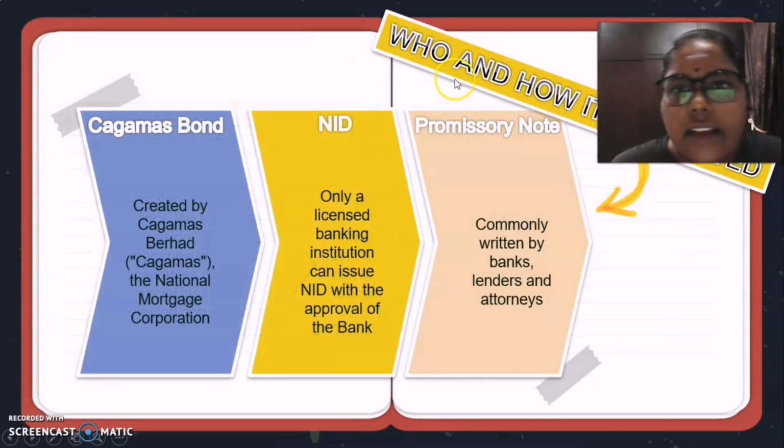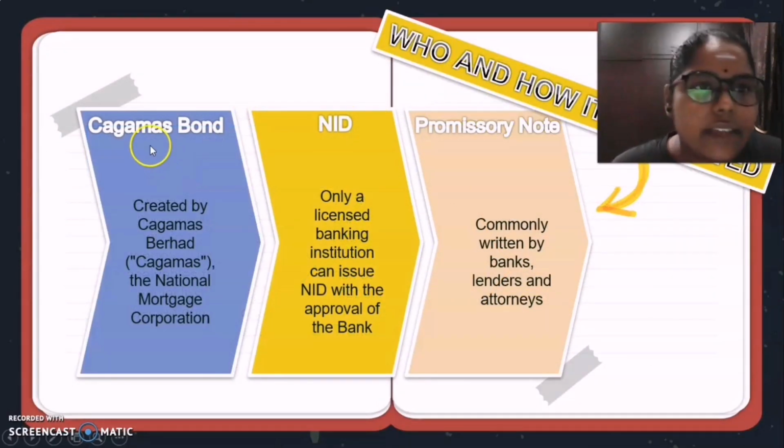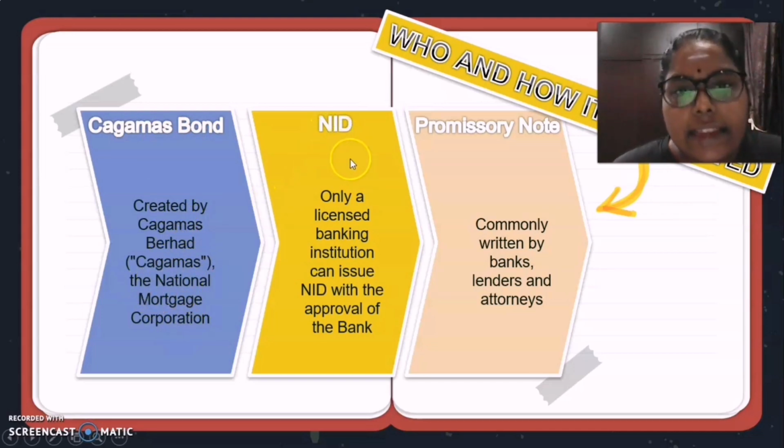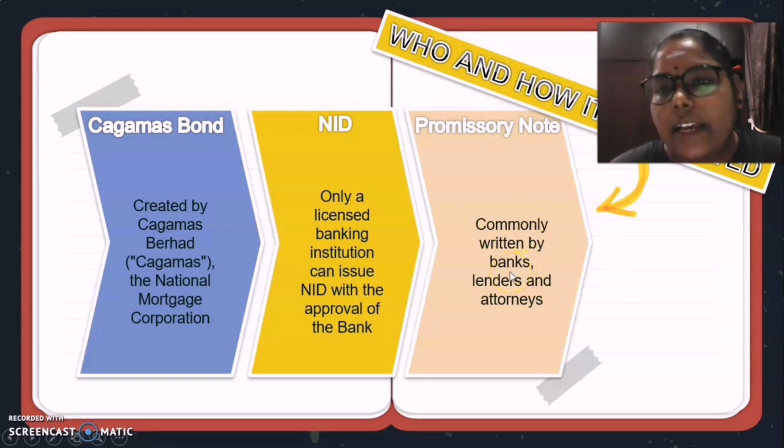The next is who creates them and how. Cagamas bond is created by Cagamas Berhad, the National Mortgage Corporation. NID can only be issued by a licensed banking institution with the approval of the central bank. And a promissory note is commonly written by banks such as commercial banks, lenders, and attorneys.